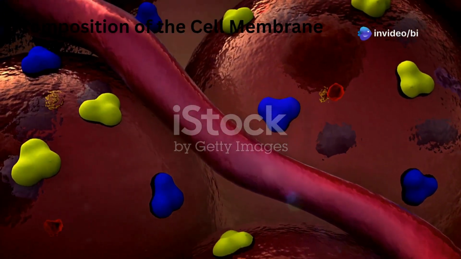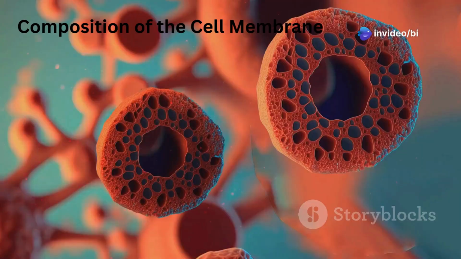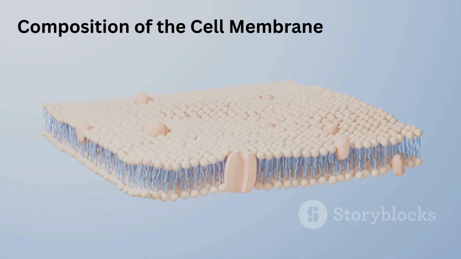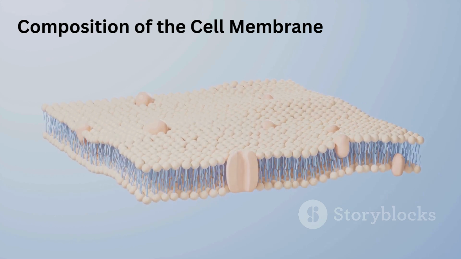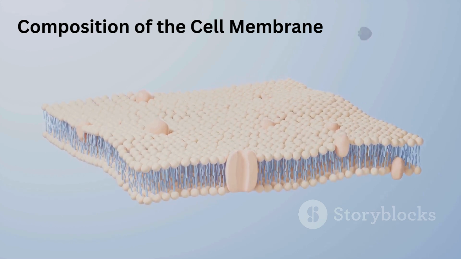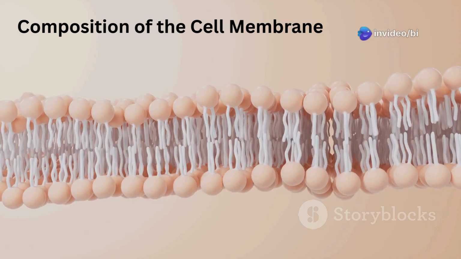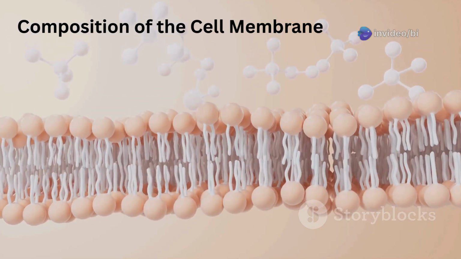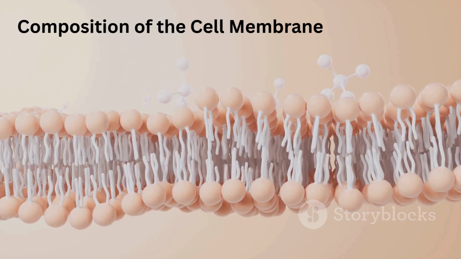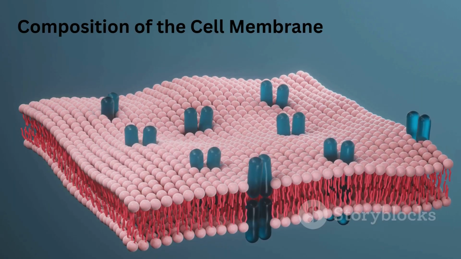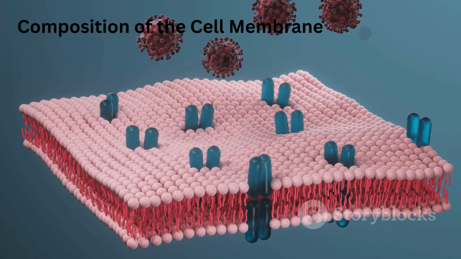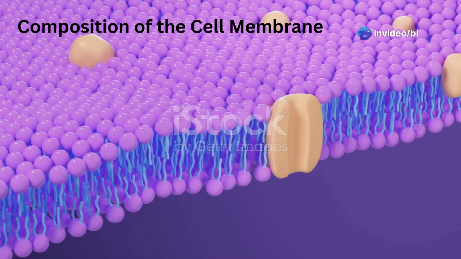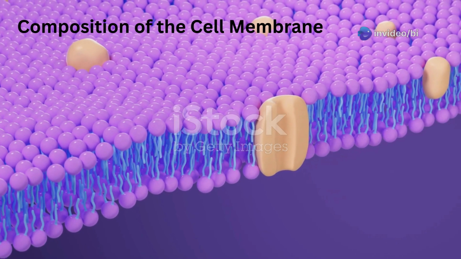Proteins, approximately 50 to 60% by weight. These are the functional components of the membrane, carrying out a wide array of tasks. They can be broadly classified into two types based on their association with the lipid bilayer. Integral proteins are embedded within the hydrophobic core of the lipid bilayer. Many of these span the entire membrane and are called transmembrane proteins. They often function as channels, transporters, or receptors. Some integral proteins are only partially embedded and may be anchored to one side of the membrane via lipid tails.